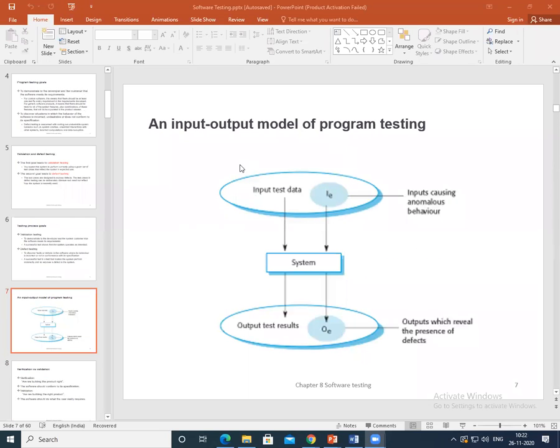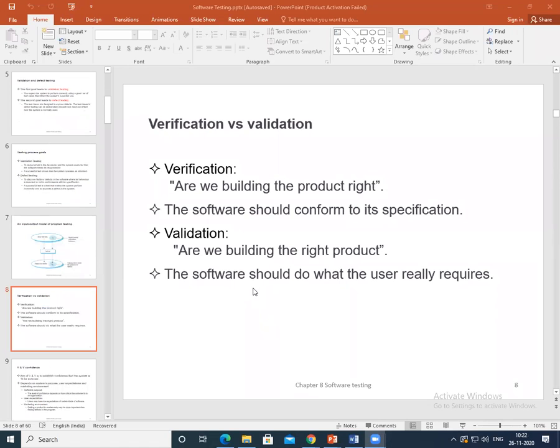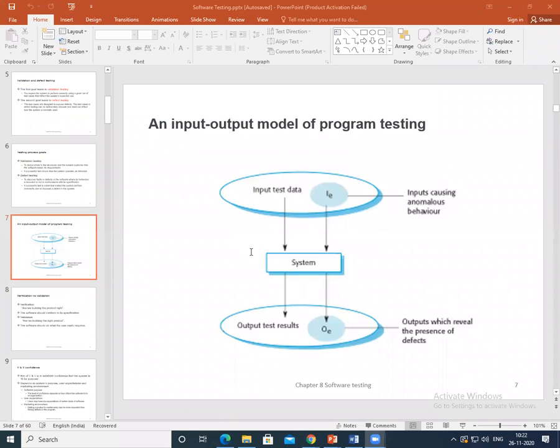So this is a simple model I explained yesterday: input test data, output test results. Then we discussed what is verification and validation. Okay, it is explained with the V and V model. For example, this diagram explains the difference between validation and defect testing. In the sense, you know what a black box is? The system is always treated here as a black box.